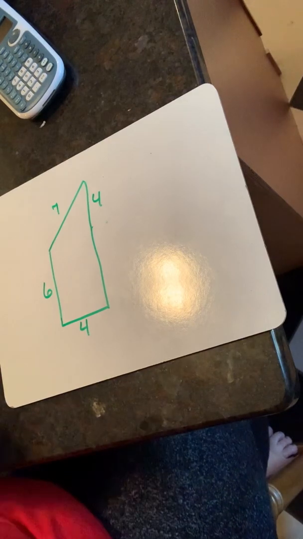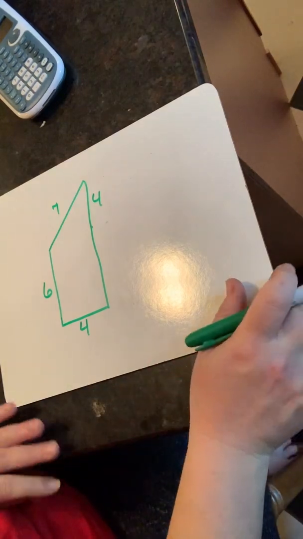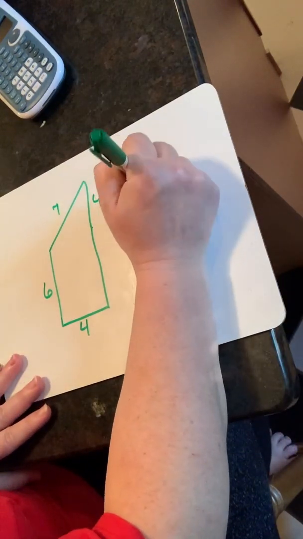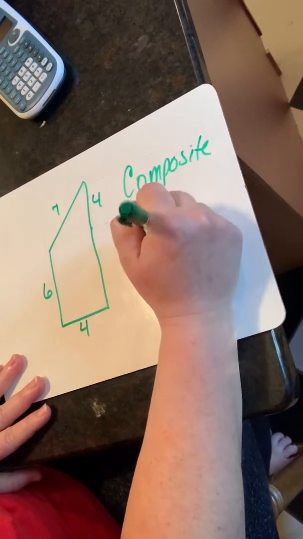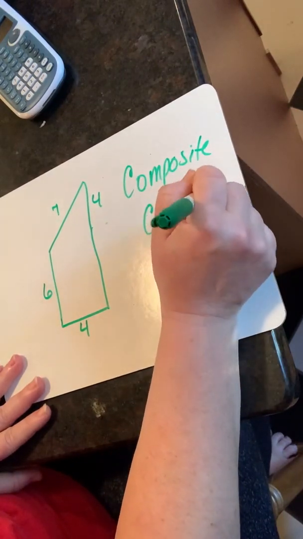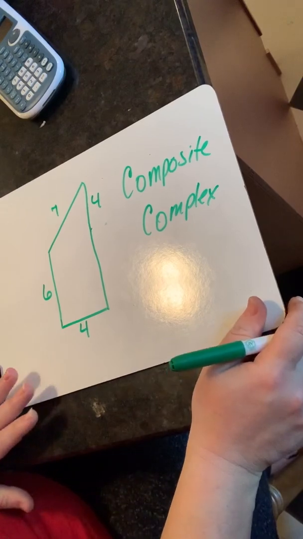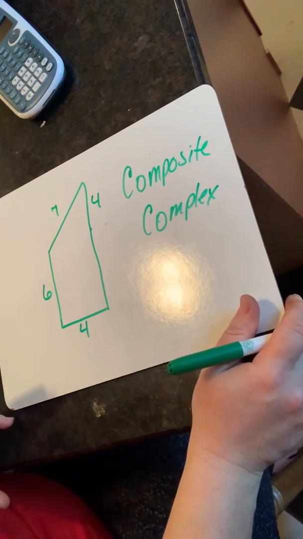So we're going to talk today about composite shapes. A composite shape, or a complex shape, is basically a shape that is built with other shapes.